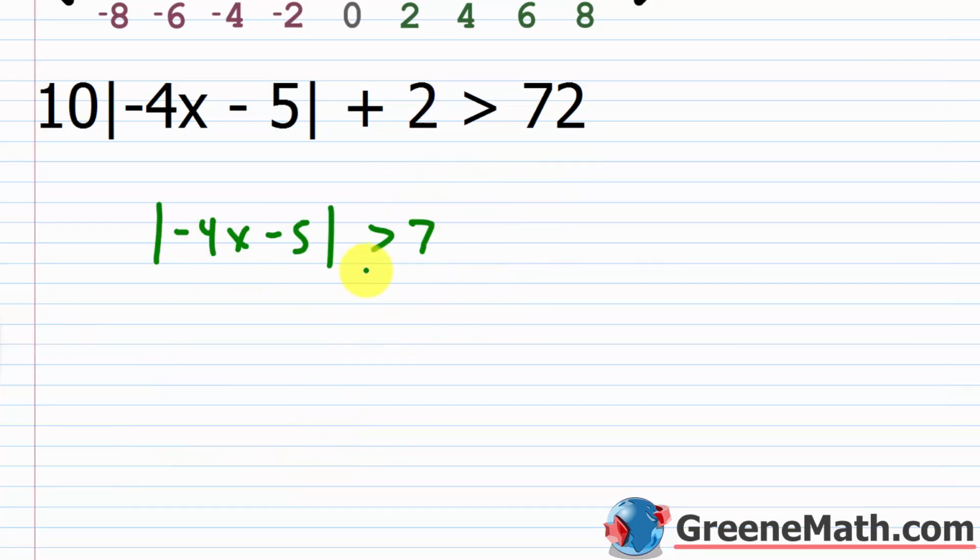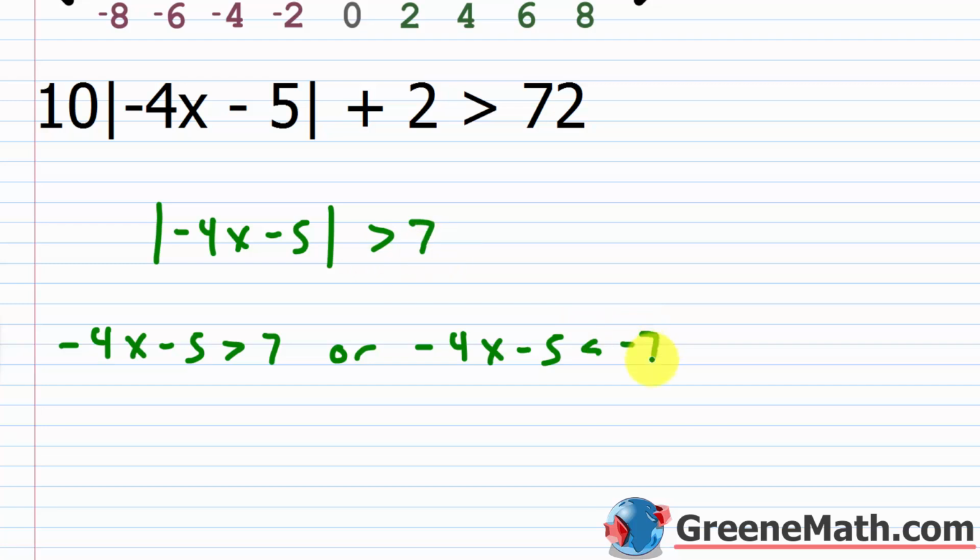All right, so we know our scenario here with a greater than. We want to remove the absolute value bars. So negative 4x minus 5 is greater than 7, then or, we want to remove the absolute value bars. So negative 4x minus 5, we want to flip the direction of the inequality symbol, so this is less than. We want to make this negative, so this is negative 7.